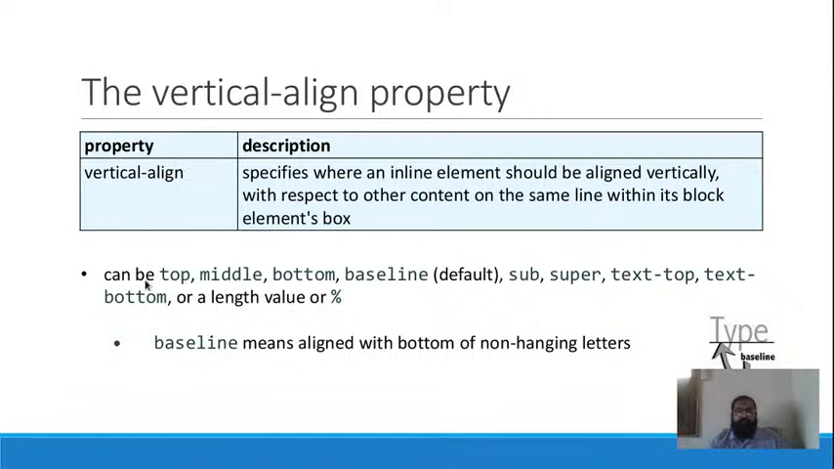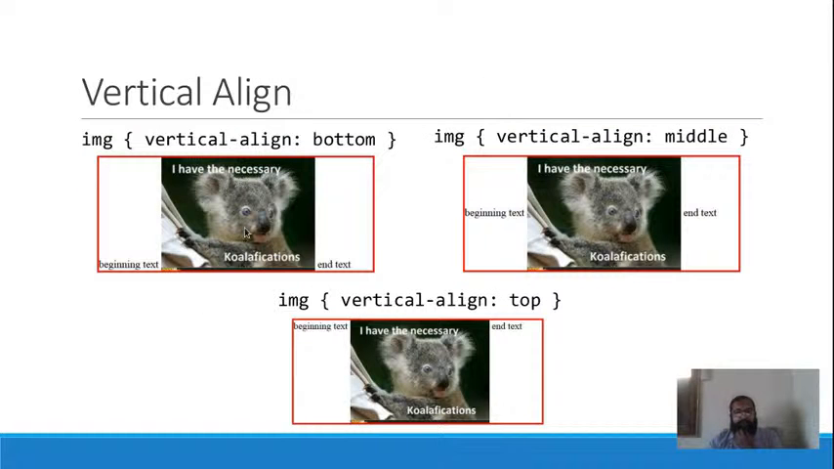That's a property, and it can be top, middle, bottom, baseline, sub, super, text-top, text-bottom, or it could be a percentage value. It means that we will be able to align this particular image in a way. For example, in this one we have vertical align bottom, and the text is at the bottom. Then you have vertical align middle, and the text is in the middle, and then you have vertical align top, and the text comes at the top. So that is with regards to vertical align.